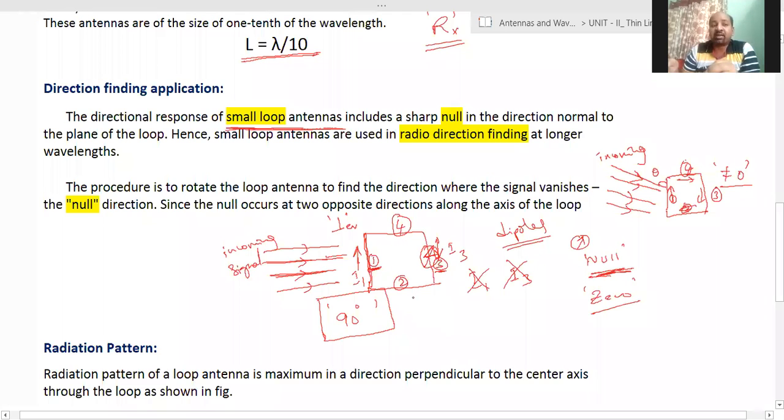They will track the movement of the animals. In those applications, loop antennas are used. That is the main application of the loop antenna.